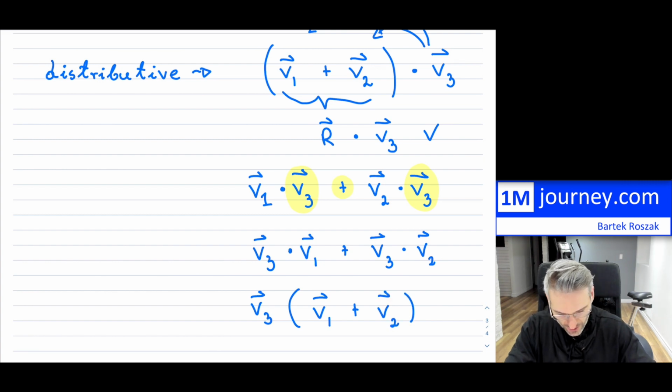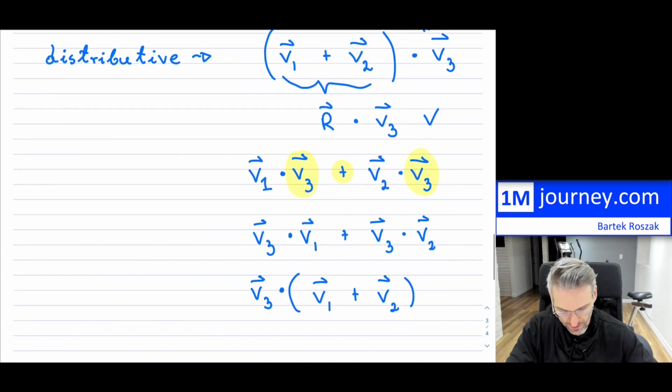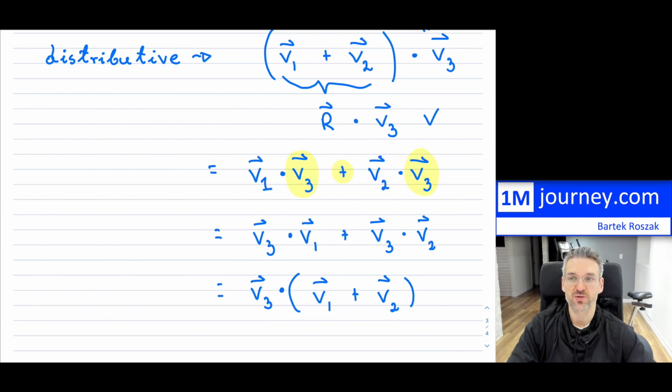So it doesn't matter if the dot product comes first or if the dot product comes last. Notice here I put it last, and then here I put it first. All of these are actually equivalent. This is equal to that, it's equal to this, and it's equal to that. And that is because of the distribution of the dot product.